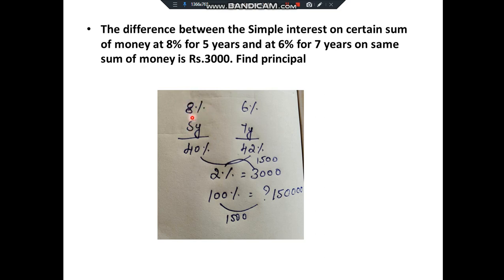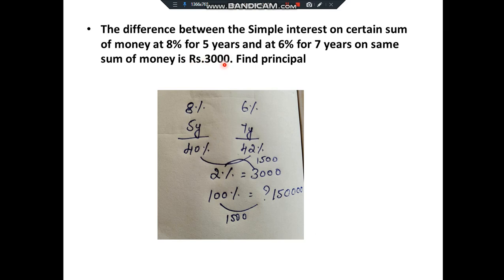So for 5 years it would be 8 into 5, which is 40%. Similarly for 1 year it is 6%. So for 7 years obviously it would be 7 sixes are 42%. Okay, so write the percentage down. Now they have given the difference between the simple interest. So subtract 40 and 42, you will get 2%. That 2% is equal to 3000.